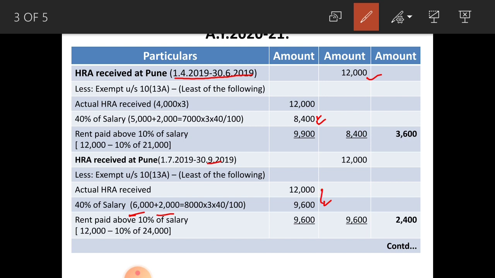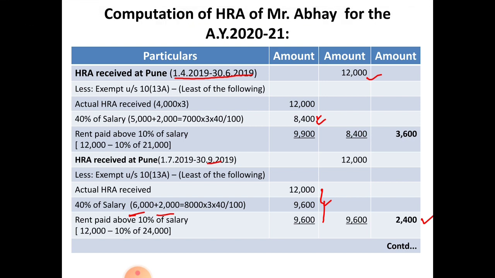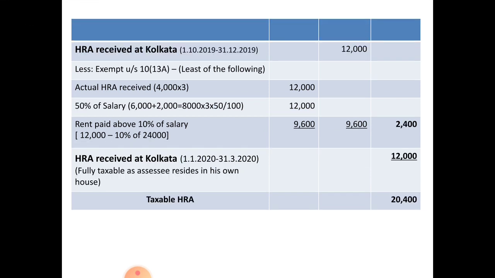Least of the following 3 things you have to consider. Here the least is 9,600. So when you deduct 9,600 from 12,000, you get 2,400 as taxable HRA received at Pune from 1st July to 30th September. That is the second situation.